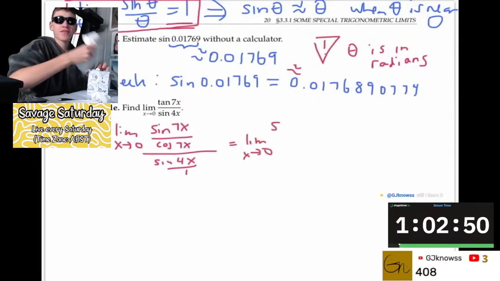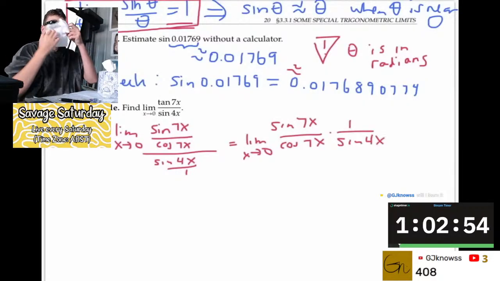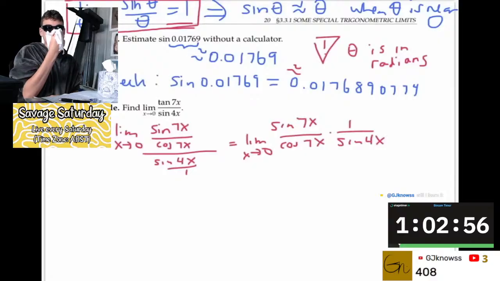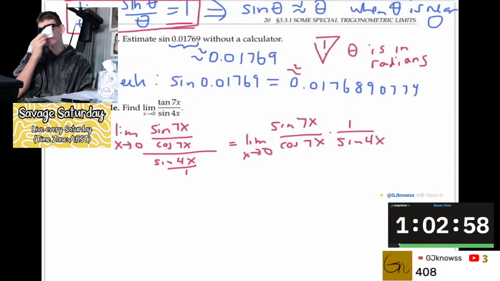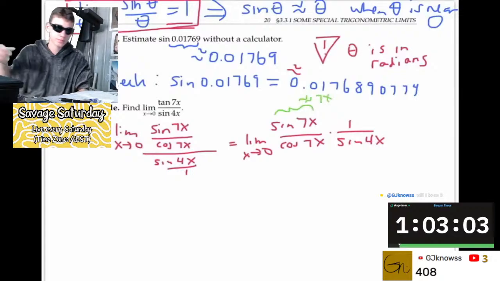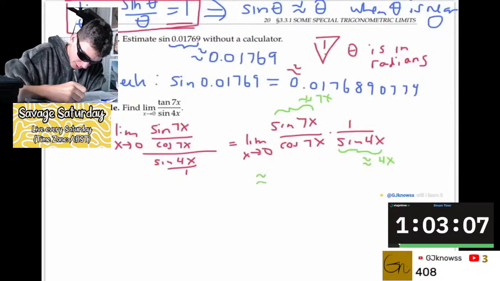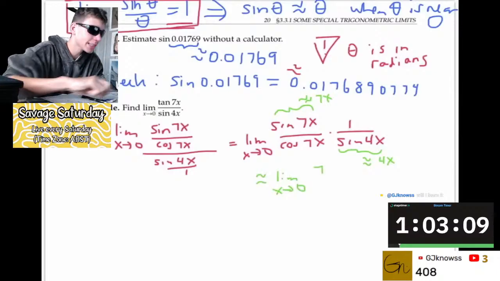I'm going to get sine of 7x over cosine of 7x times 1 over sine of 4x. Now, intuitively, if x is near 0, and therefore 7x and 4x are also near 0, then sine of 7x is approximately equal to 7x, and sine of 4x is approximately equal to 4x. So intuitively, this limit should be pretty much the same thing as the limit as x goes to 0 of 7x over 4x.